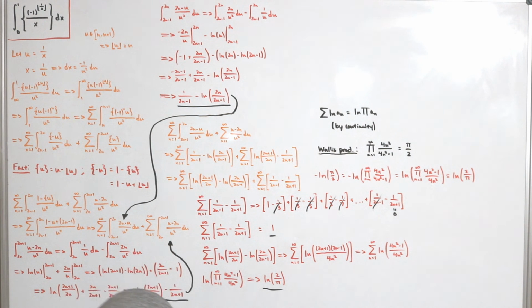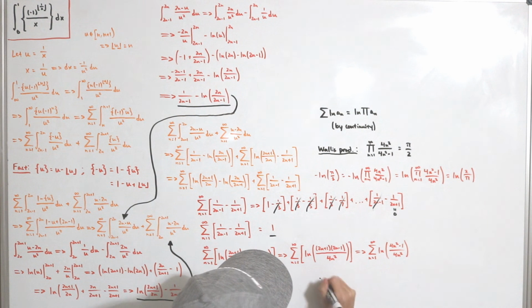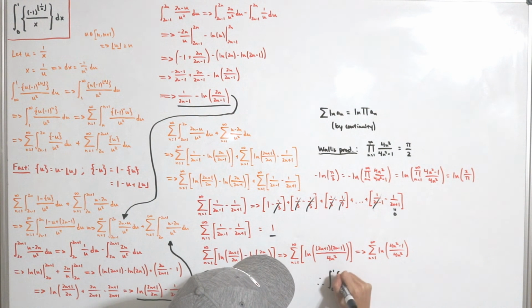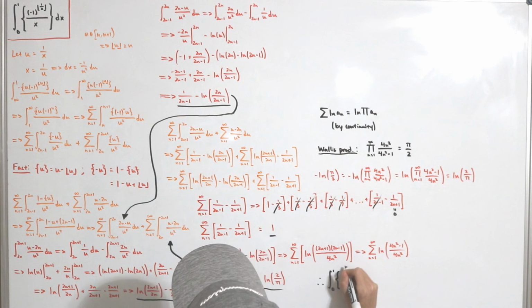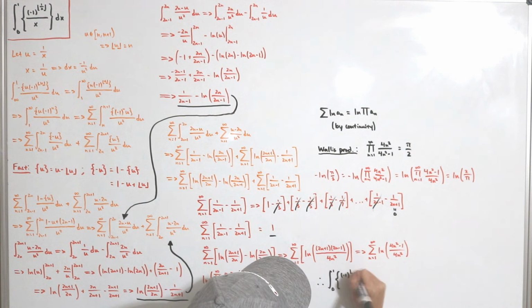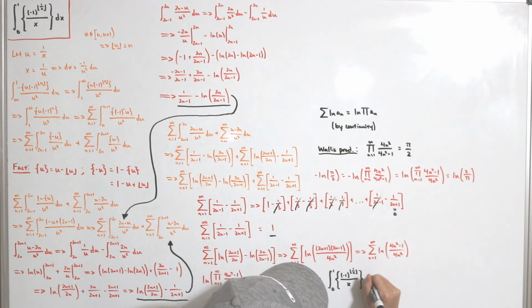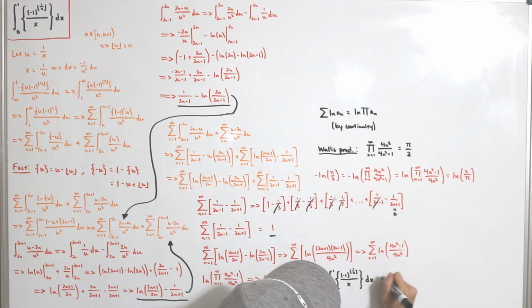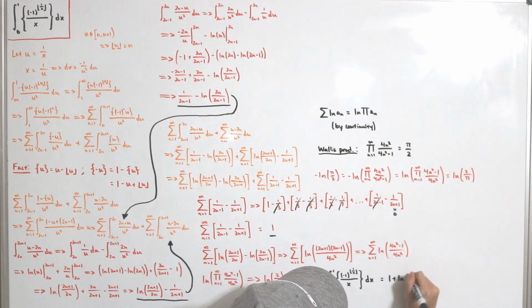And we're pretty much done. We have our series over here. So now just to write the conclusion, I'll write our final conclusion in black. So therefore, our integral from 0 to 1 of the fractional part, negative 1 over x, the floor of 1 over x, divided by x, dx is just equal to 1 plus the natural log of 2 divided by pi.